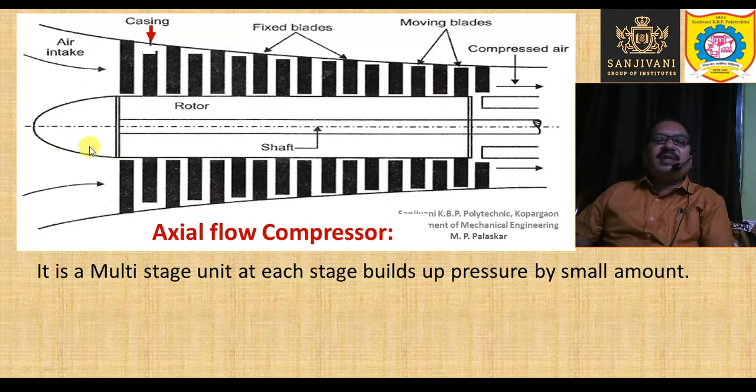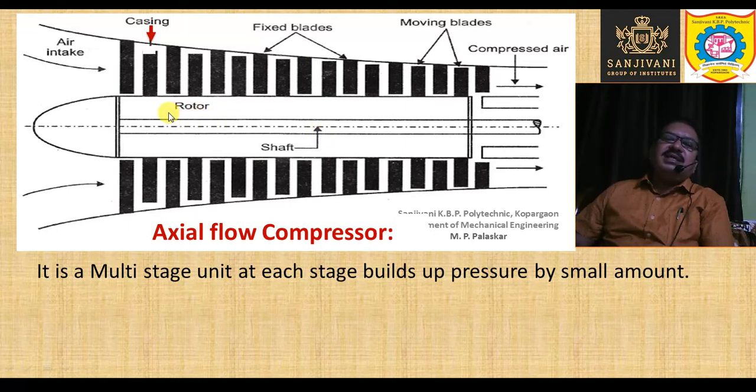At the entry of the air, this rotor is having a dome shape, and this rotor is mounted on the shaft, and you will find that the blades are fixed to this rotor. So these blades which are fixed to the rotor are called the moving blades. So this is a moving blade fixed to the rotor, this is a moving blade, moving blade, moving blade, and moving blade. So likewise several moving blades are fixed on the rotor.